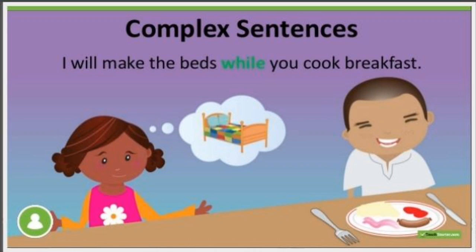Complex sentence: I will make the beds while you cook breakfast. I will make the beds is an independent clause, and you cook breakfast is a dependent clause, and here the subordinating conjunction while is used to join these two clauses to make a complex sentence. Complex sentences can enhance the beauty of a sentence and also make it rich and colorful. Okay, so these are the examples of complex sentences.